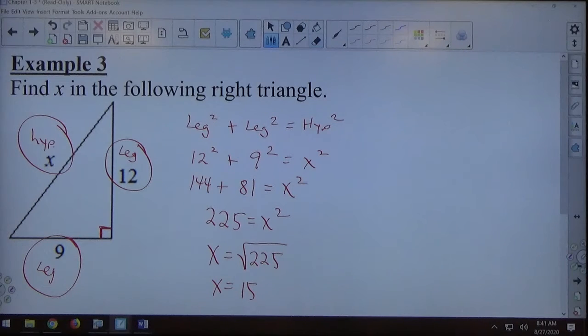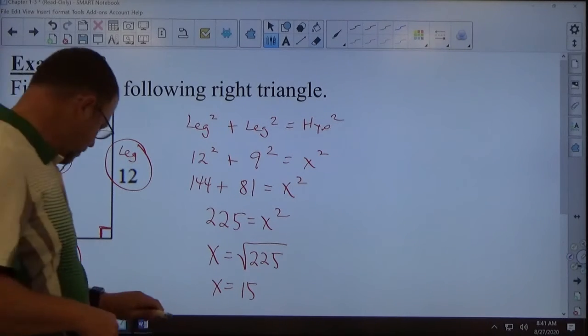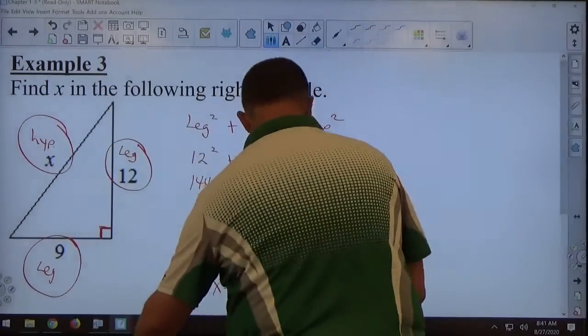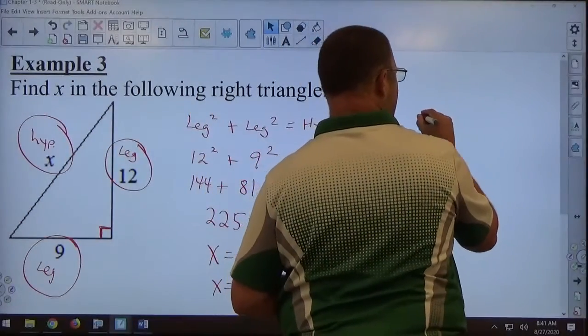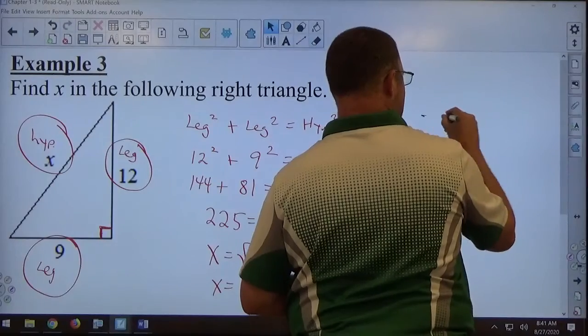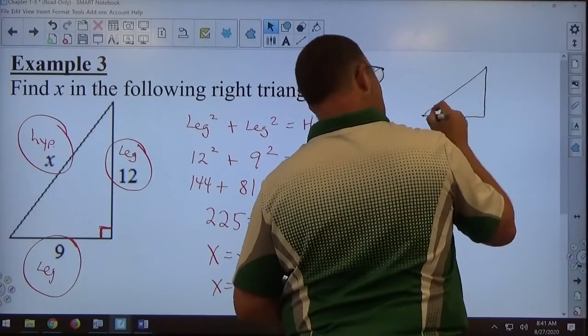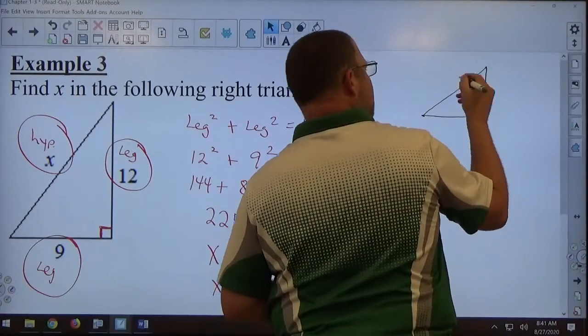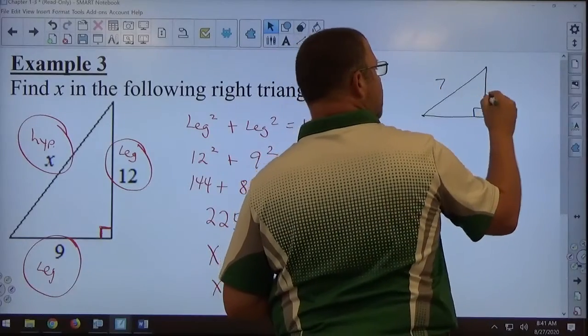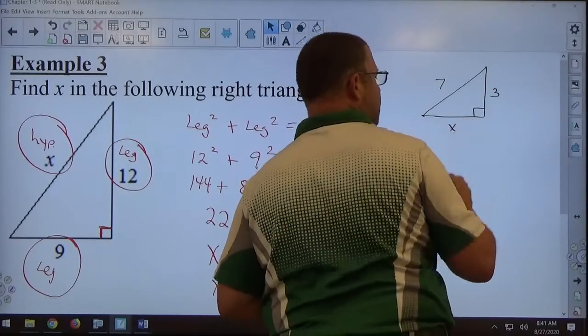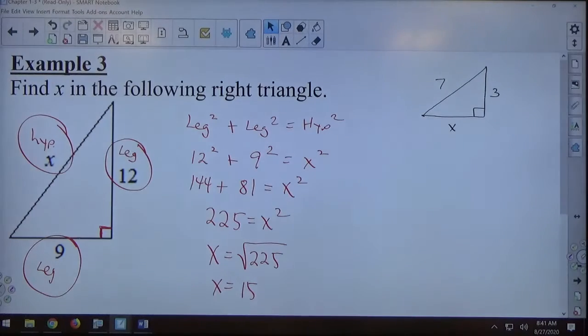So that's the general usage of the Pythagorean theorem. Just to throw an extra one at you in case they give you something like this in the homework. Suppose I have a right triangle over here. And let's say there's my right angle. Let's just say the hypotenuse is 7, and let's say this is 3, and this is x. Figure is not drawn to scale.